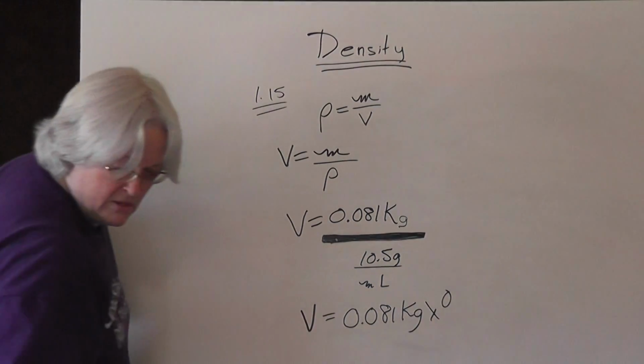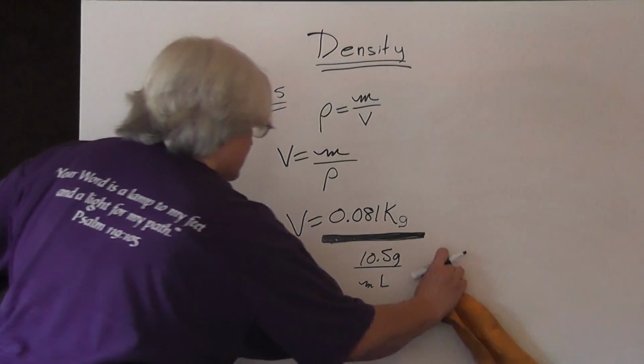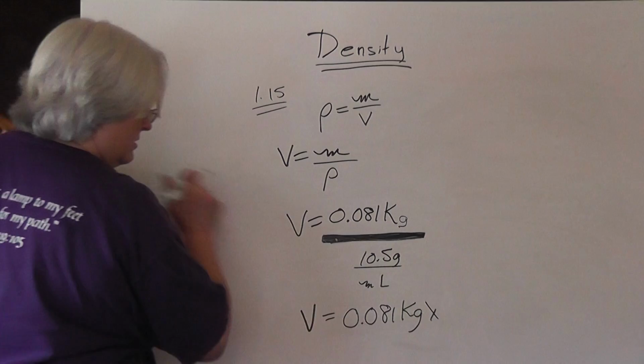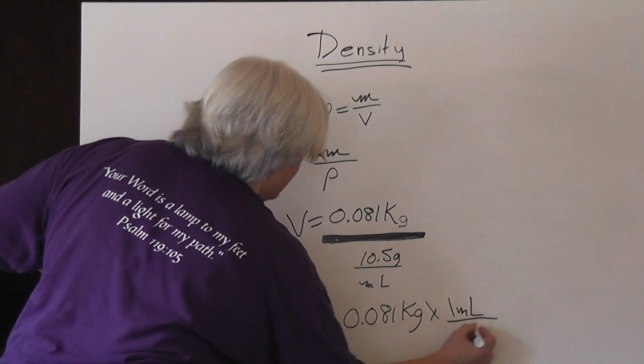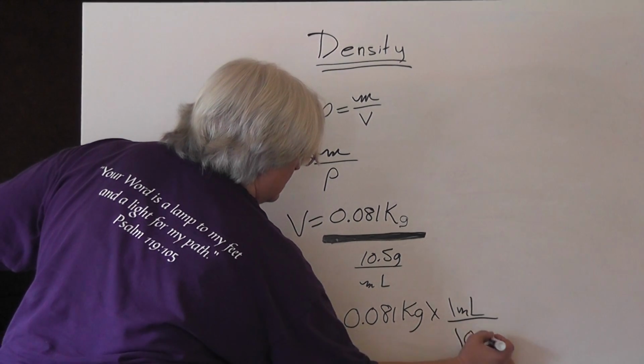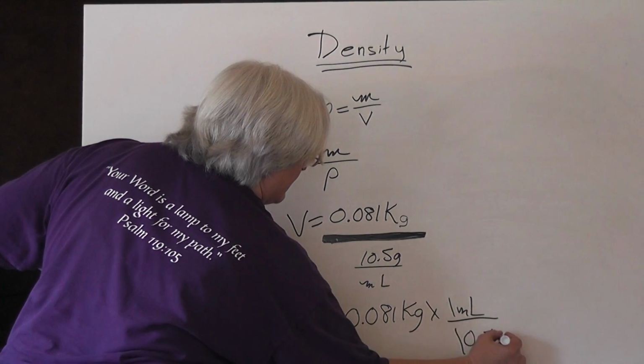I lost where I was. The reciprocal, so we have 1 milliliter divided by 10.5 grams.